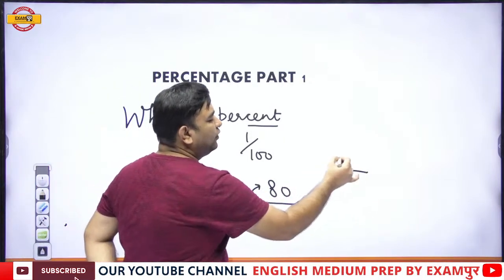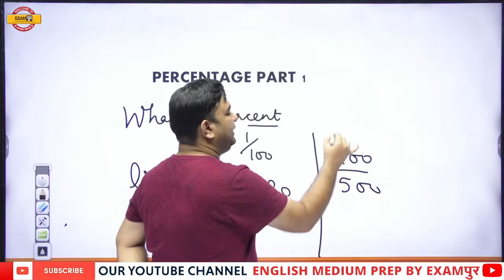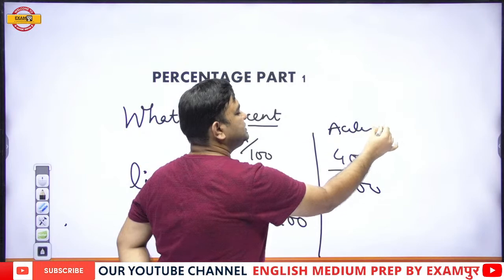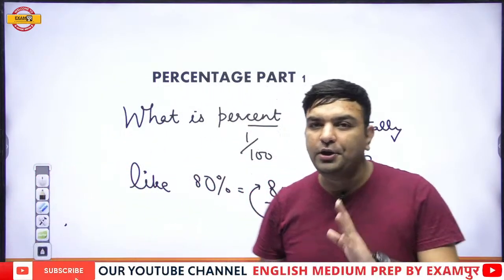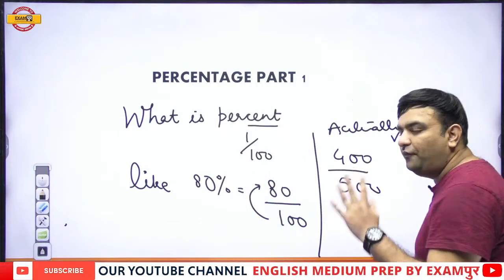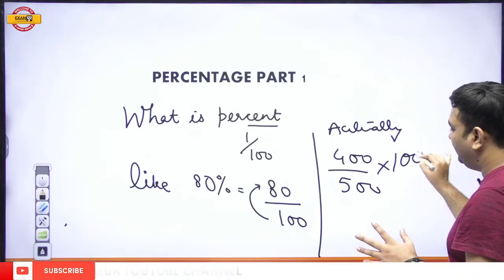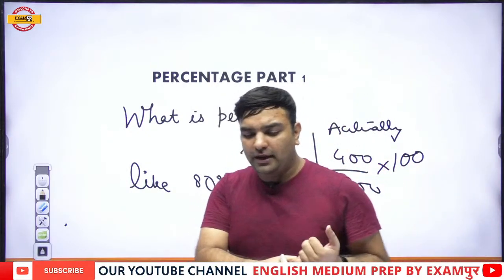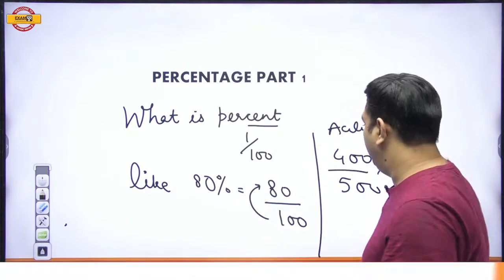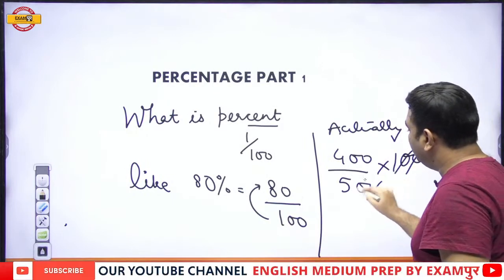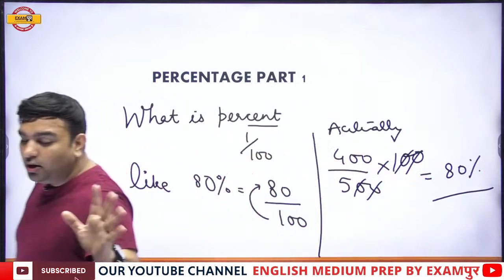Actually, it can be 400 by 500 as well. But when you convert it into a percentage, you multiply it by 100. What does multiplying by 100 mean? It means that now we have to compare it with 100. So it will come out to be 80%. Did you get this comparison concept?